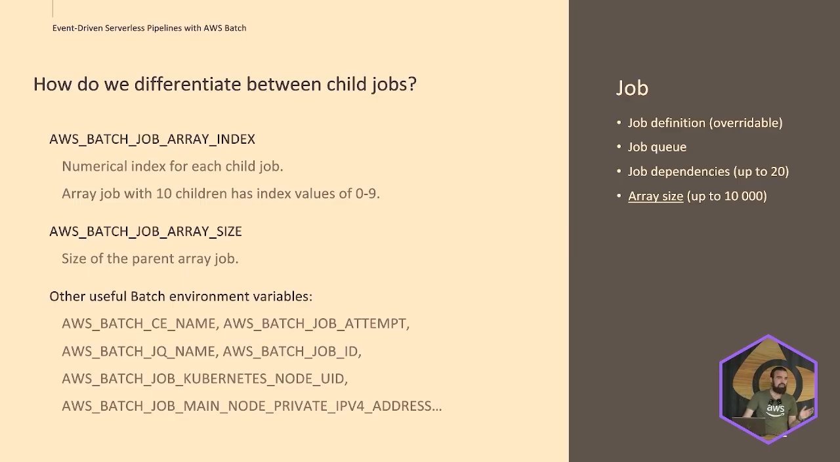And then if you want to get the total number of child jobs, you can look at the AWS_BATCH_JOB_ARRAY_SIZE environment variable, which will be the size of the parent array job. And there's a lot of other ones, but I just wanted to explain how you differentiate between them.